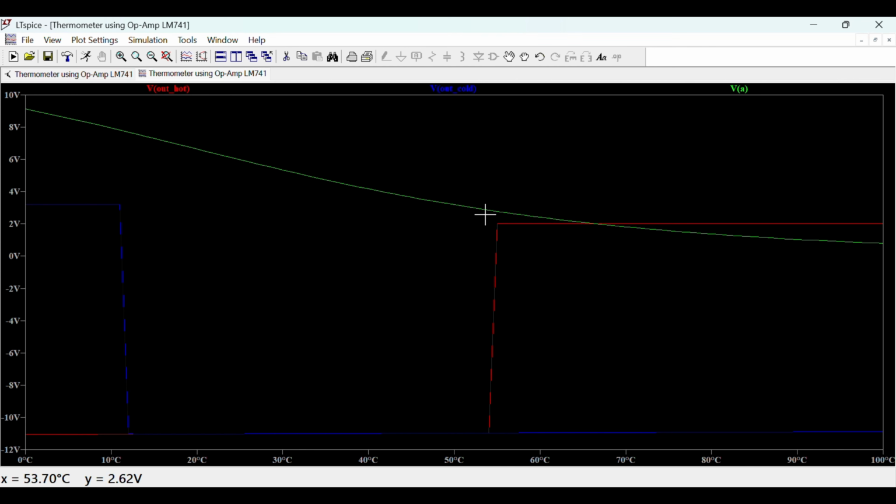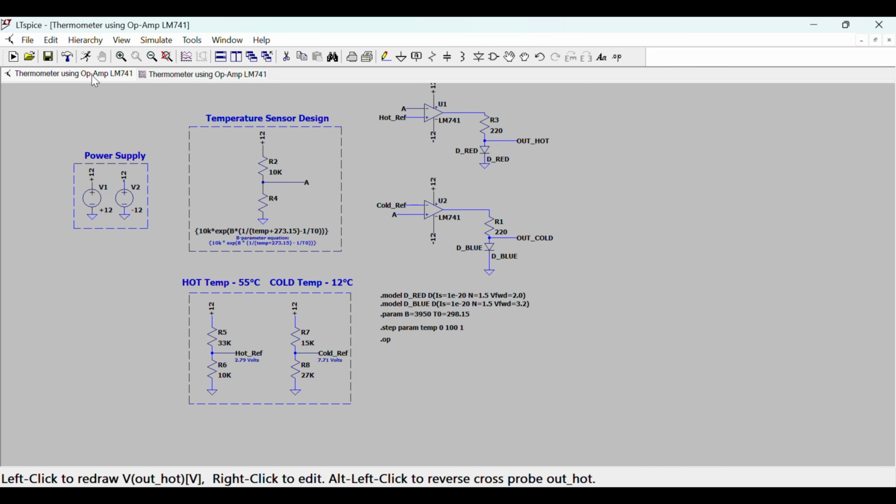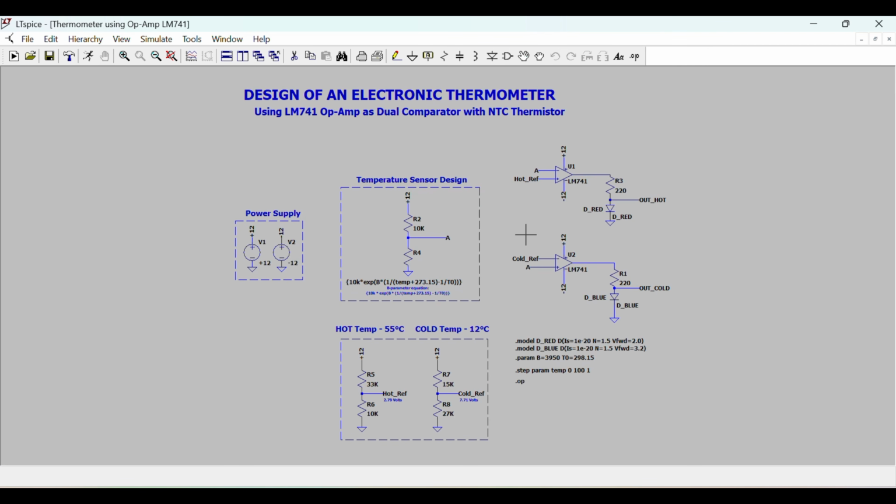We see there is a voltage difference. This is because of the voltage drops across the LEDs. So in this video we successfully designed and simulated an electronic thermometer.